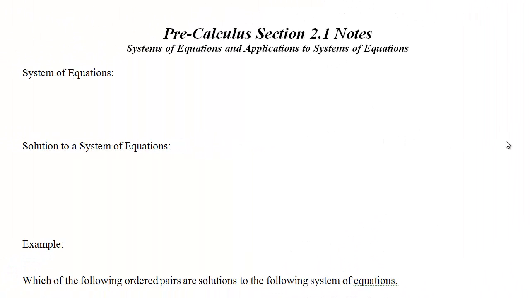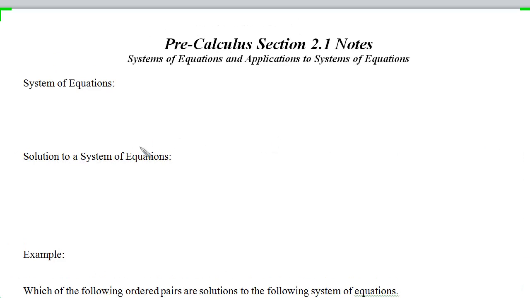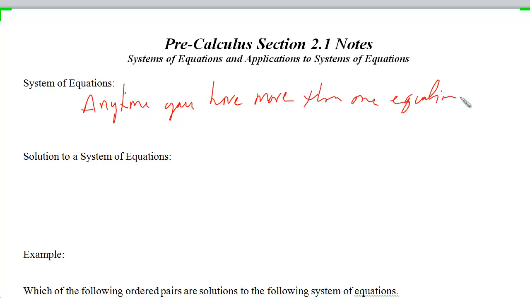Okay, in today's notes, we're going to take a look at systems of equations. Again, a little bit more review from Algebra 1, but a system of equations occurs anytime you have more than one equation. Anytime you have more than one equation, you ultimately have a system, and the solution to that system is going to be the point or potentially points of intersection.